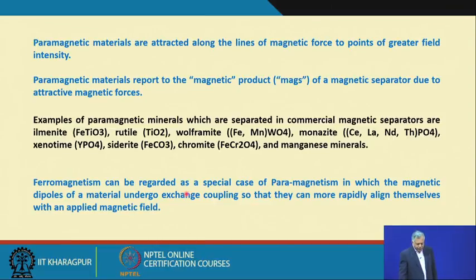Ferromagnetism can be regarded as a special case of paramagnetism, in which the magnetic dipoles of a material undergo exchange coupling so that they can more rapidly align themselves with an applied magnetic field. So, there can be a subcategory of the paramagnetic particles, like your ferromagnetic particles.